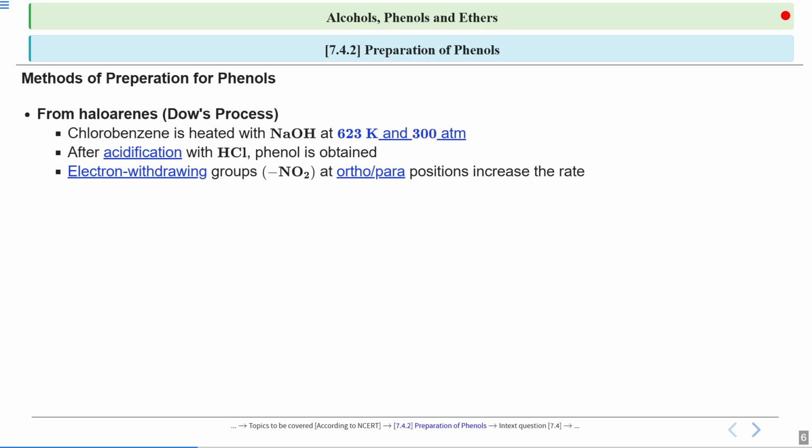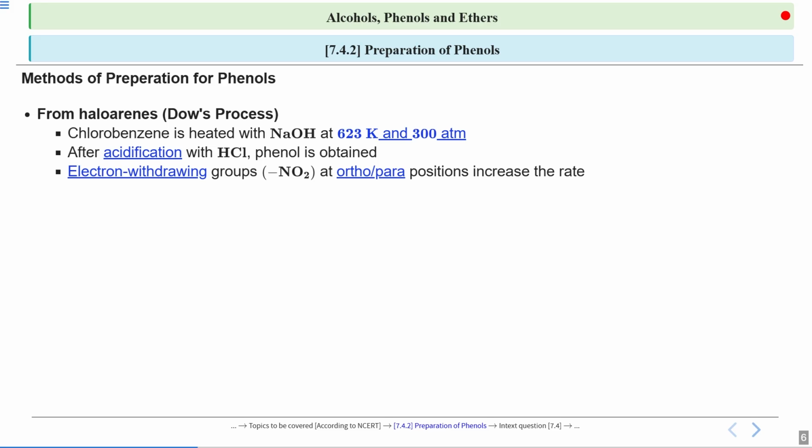Electron withdrawing groups such as nitro group NO2 at ortho or para positions increase the rate of the reaction. So if your haloarene has any electron withdrawing group attached to it at the ortho or the para position, this is going to make the reaction rate faster. So if any electron withdrawing group is present at the ortho and para position, the rate of reaction will increase.